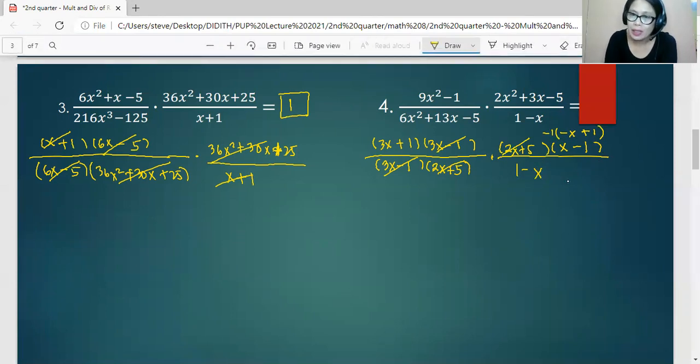So we can cancel this 1 minus x and this negative x plus 1. But take note that the negative 1 factor remains. So the answer for this will be negative of 3x plus 1.